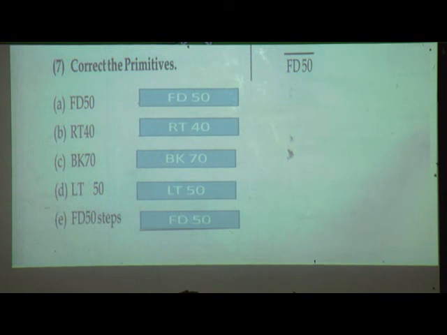Write down fast. What is the first one? FD, then space, then 50. RT space 40. BK space 70. LT single space 50. FD single space 50. Clear? Write down fast.